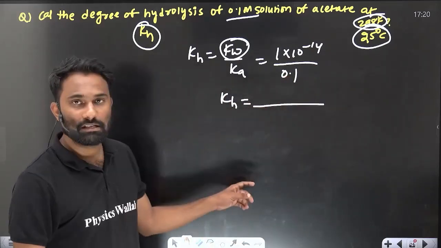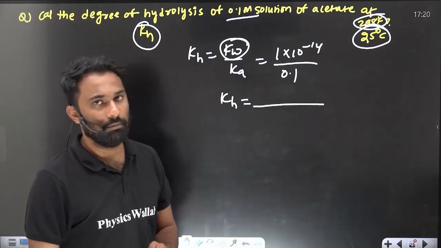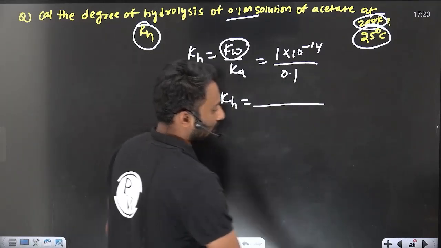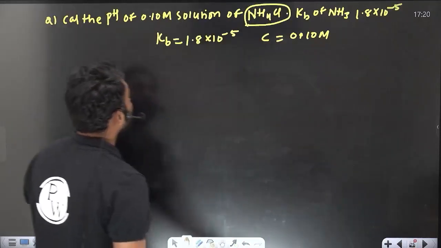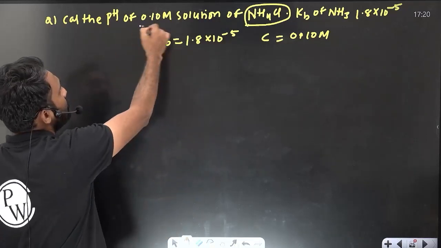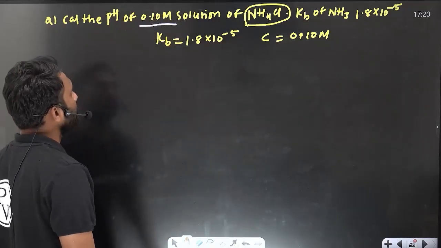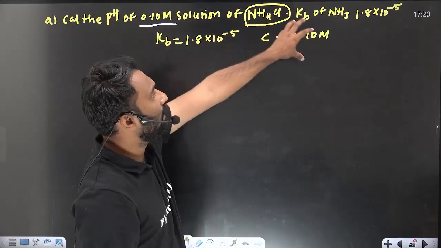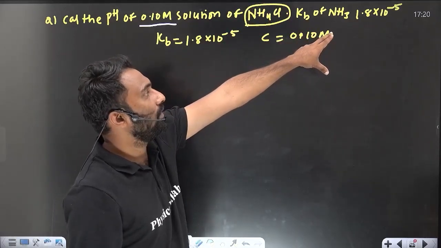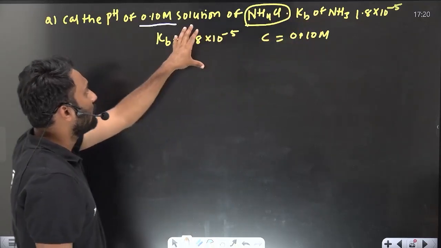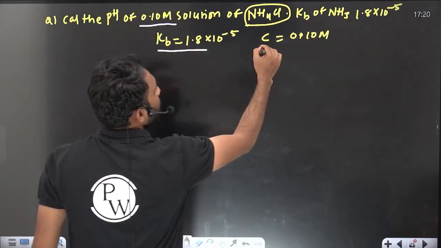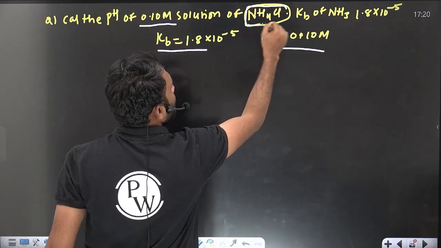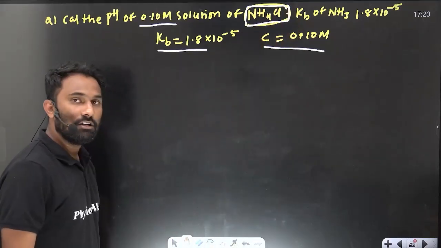Now you comment the answer in the comment box, and I will check the comments. Okay, fine. Next, calculate the pH of a 0.10 molar solution of ammonium chloride. Kb of ammonia is 1.8 into 10 to the power minus 5. They have given Kb and also the concentration. Now this salt comes under which one?